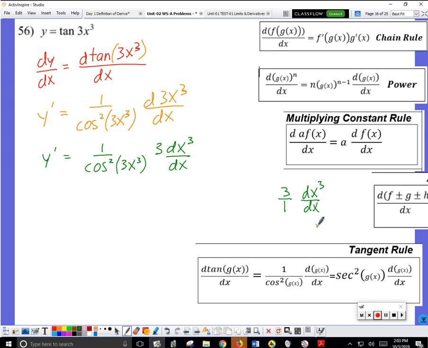Or it can be thought of as this. They're the same thing. Is that okay? I just wasn't sure. Are you okay? It's either way. Okay. Sorry.